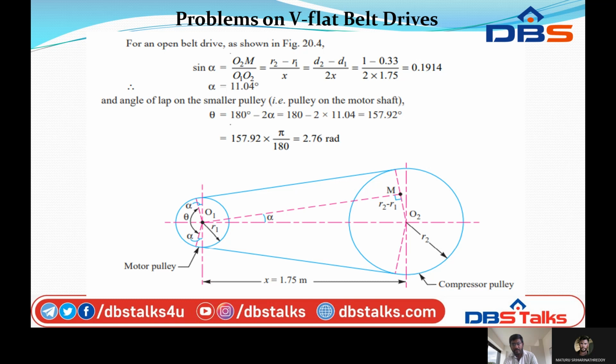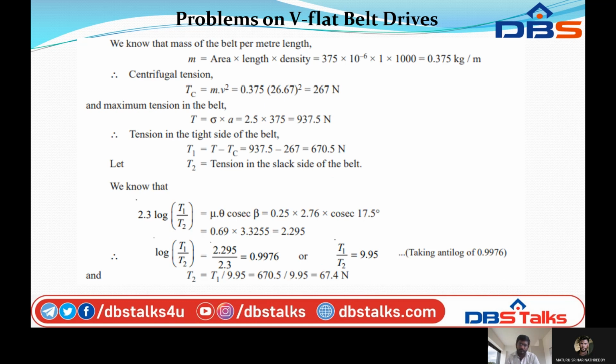So substitute the beta value in this formula. In cosecant beta means 17.5 degrees. You can calculate the value. So 2.3 log of T1 by T2 is equal to 2.295. So this is the value. So we can calculate the log of T1 by T2 is equal to 2.295 divided by 2.3, that is equal to 0.9976, or we can take the anti-log on both sides. So T1 by T2 is equal to 9.95.